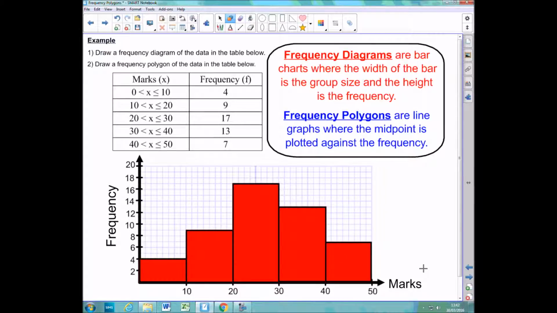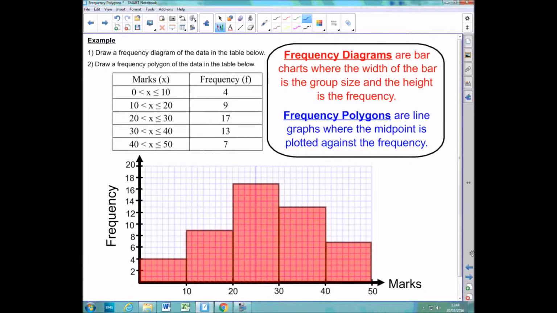Okay, so there we go. I've completed my frequency diagram. As you can see, it is basically just a bar chart. Okay, so now I'm going to show you how to draw a frequency polygon. Now, a frequency polygon is a line graph where the midpoint is plotted against the frequency. Now, the frequency, as we already know, are these values here in the table.